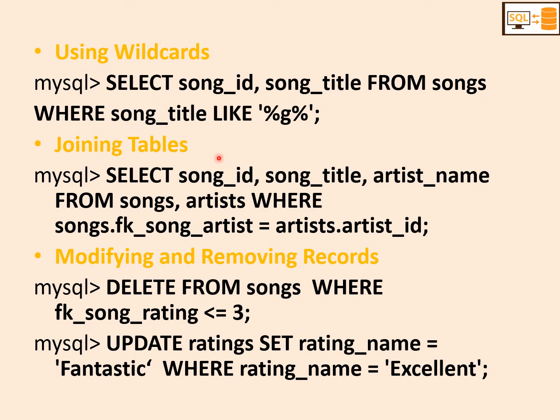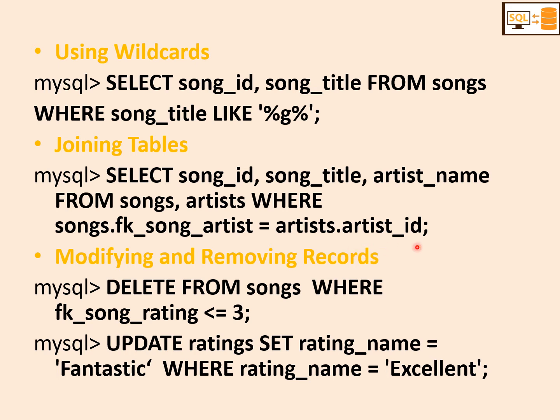Then, joining tables. In order to join tables we need a common element. That is the main thing. That means a foreign key is needed to join these tables. Foreign key means the primary key of one table is mentioned as the foreign key in another table. Here we have a select query: select song ID, song title, artist name from songs, artist, where songs.fk_song_artist is equal to artist.artist_ID.